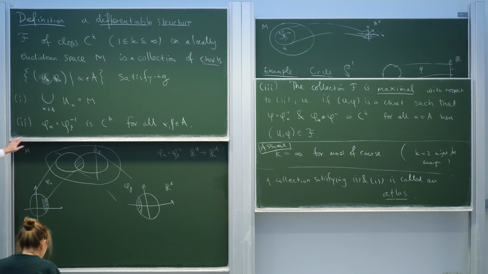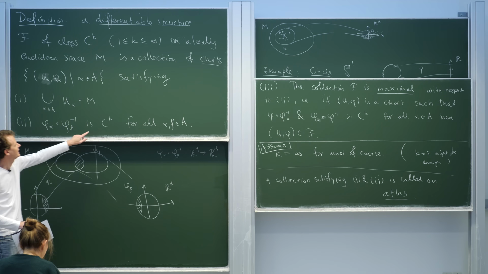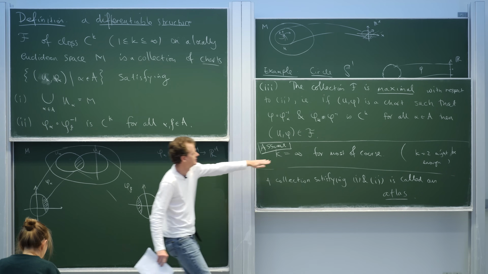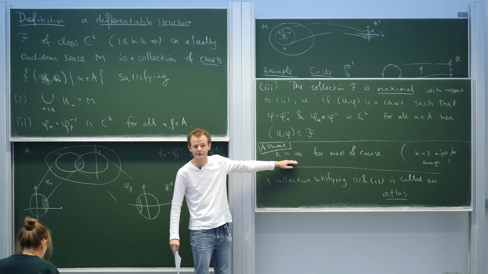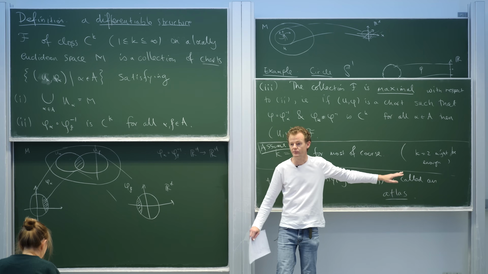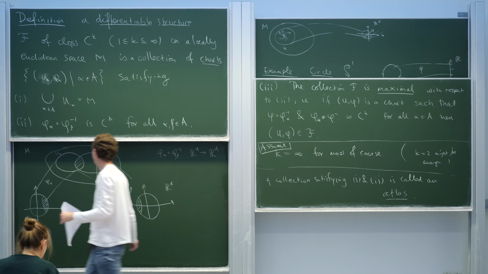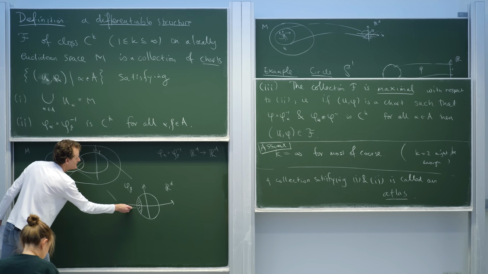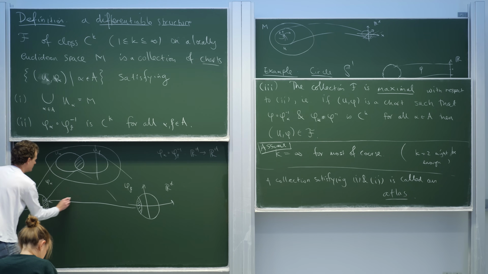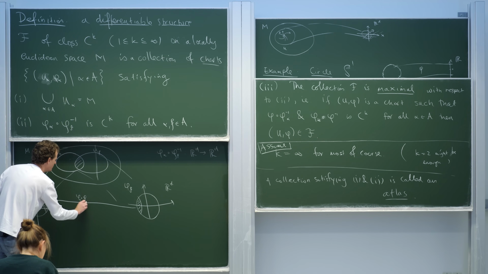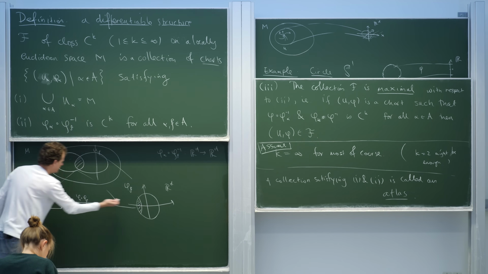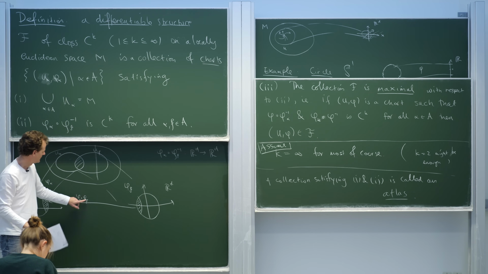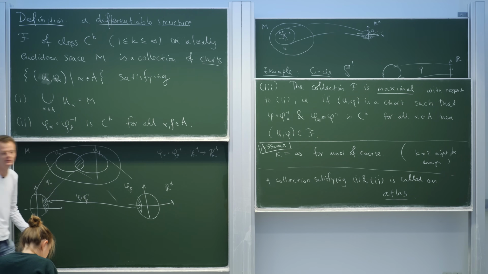And we're demanding that this map is k times differentiable, or, since we're making this assumption, infinitely differentiable wherever it's defined. That's what we're demanding. So on this colored in patch here to here, there's got to be an inverse. That's got to be a super smooth differentiable map.